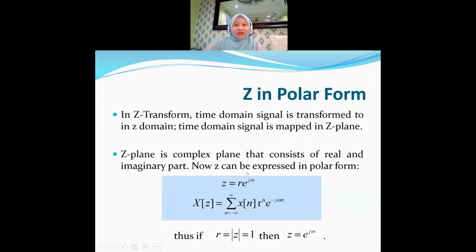Okay, what is polar form? In the Z transform, the time domain is transformed to the Z domain. The time domain signal is mapped in the Z plane. So the Z plane is a complex plane that consists of a real part and an imaginary part. Now Z can be expressed in polar form: real part, imaginary part, j omega. Z equals r e to the power of j omega, and it has a unit circle at r equals 1. So when r equals 1, we call it a unit circle.